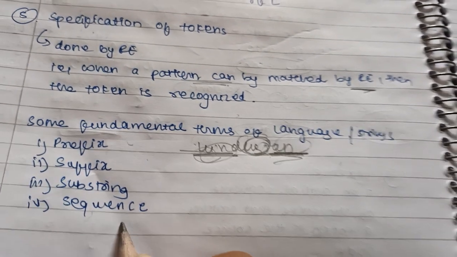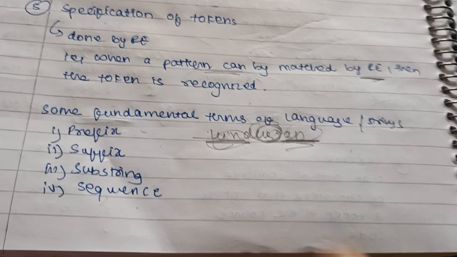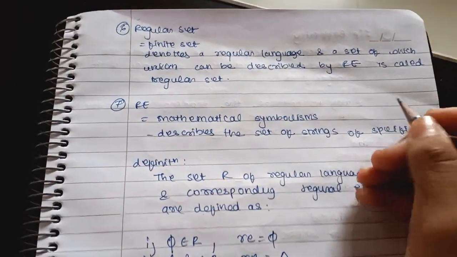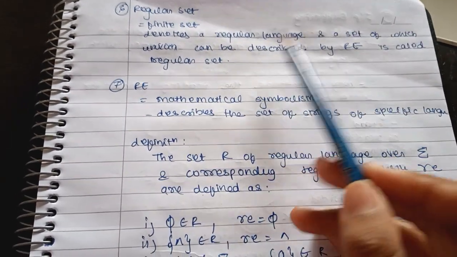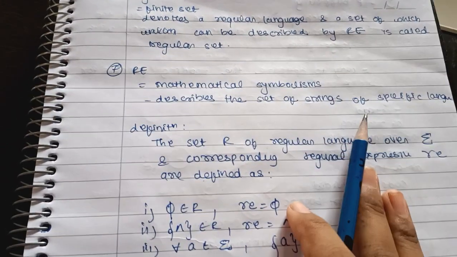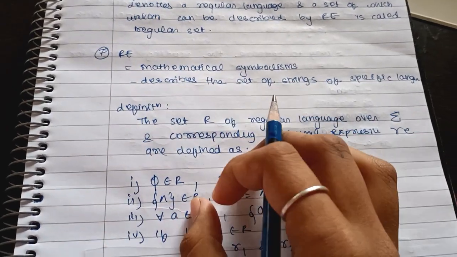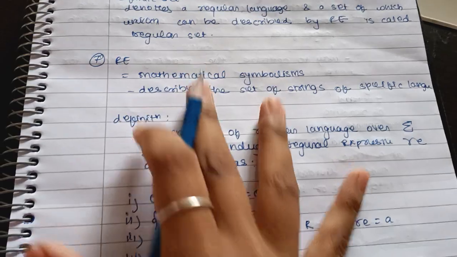Then sequence: strings formed by removing 0 or more, not necessarily continuous, symbols is called a subsequence of the string. Next we have regular set. A regular set is a set which denotes a regular language, and a set which can be described by a regular expression is called a regular set. A regular expression is a mathematical notation which describes a set of strings of some specific language. Let's see a definition.